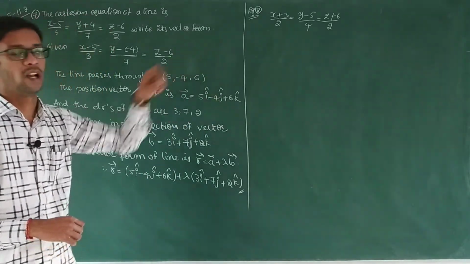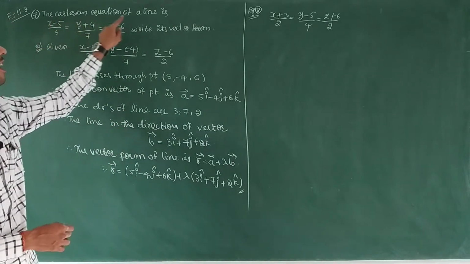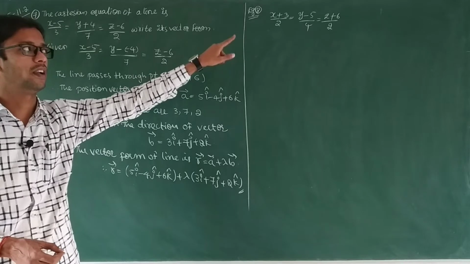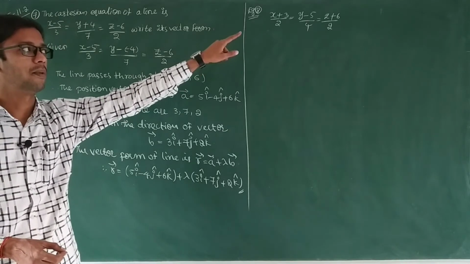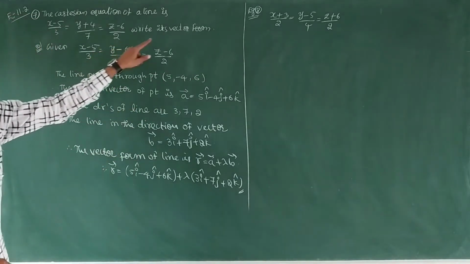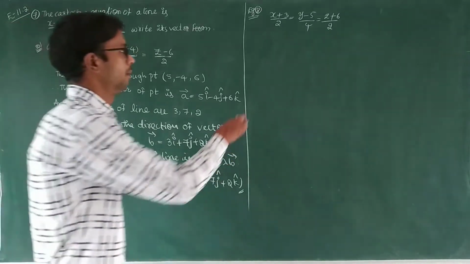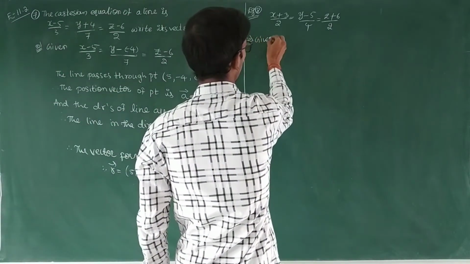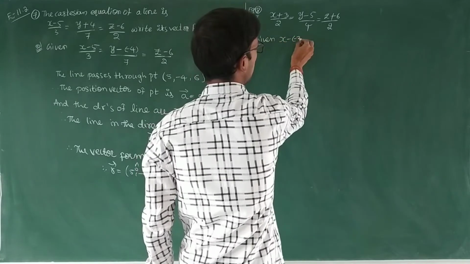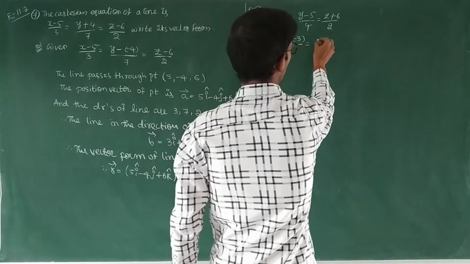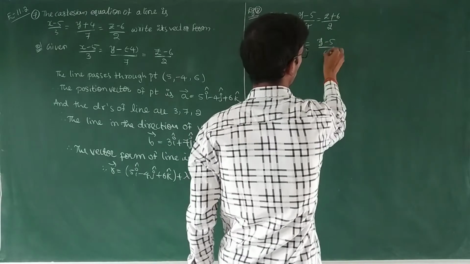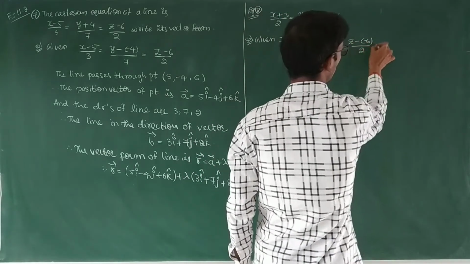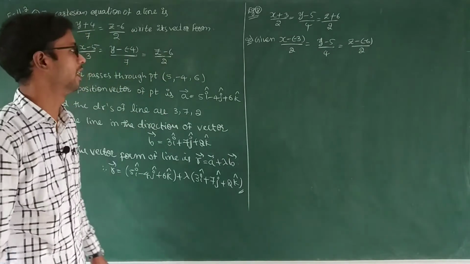This is example 8. Same question. The Cartesian equation of a line is (x + 3)/2 = (y - 5)/4 = (z + 6)/2. Write its vector form. So similar problem is the solution. Given (x - (-3))/2, (y - 5)/4, (z - (-6))/2. Just a standard form I'm writing.